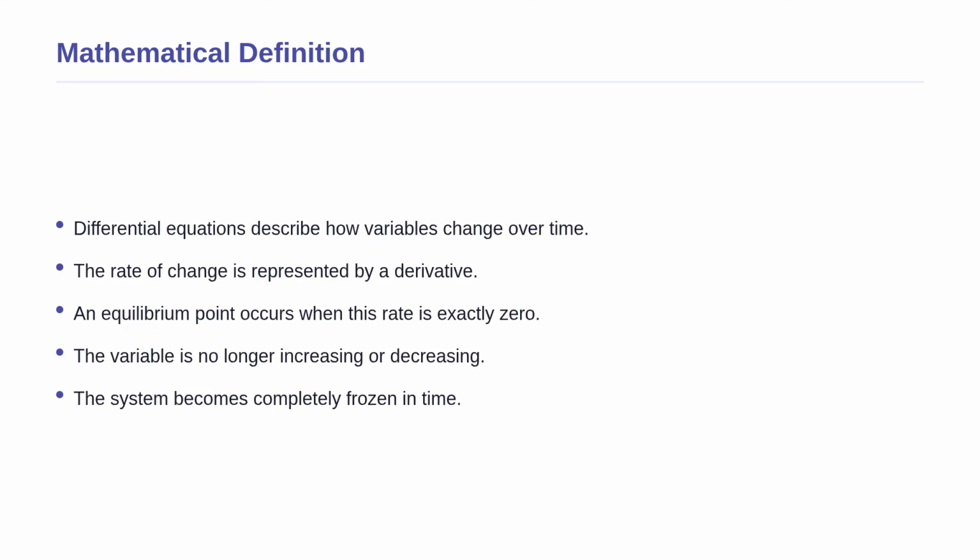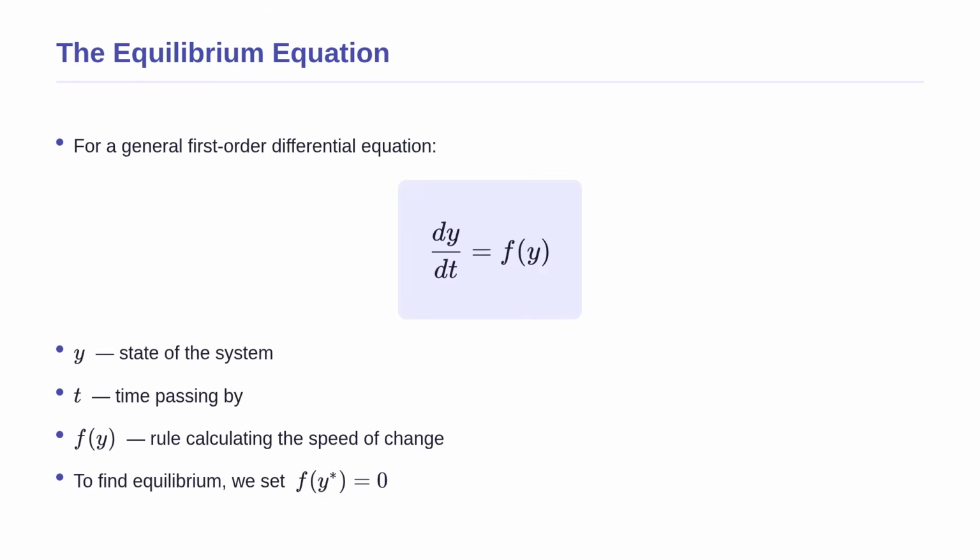When the rate of change is zero, the variable is no longer increasing or decreasing. The system is completely frozen in time. Simply put, it is a solution to the equation where nothing happens anymore. This brings us to the mathematical formula.